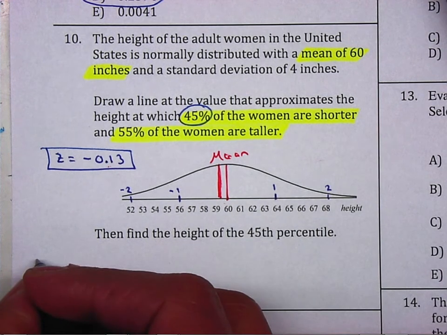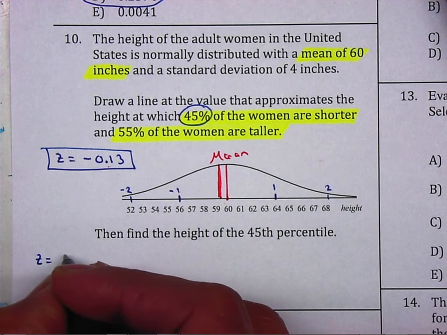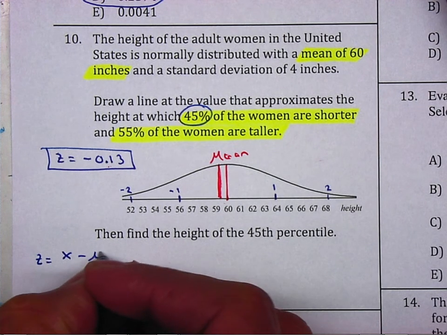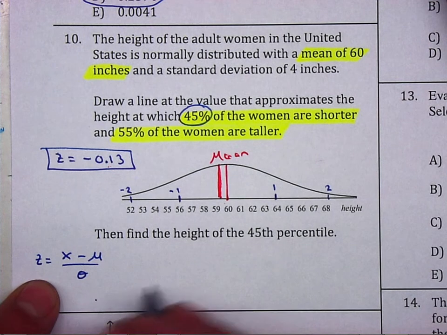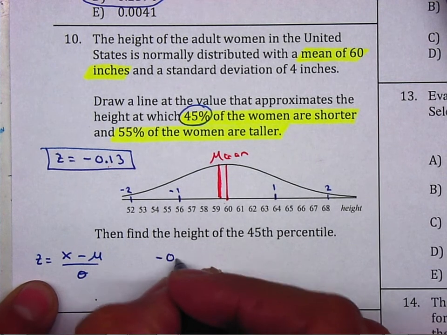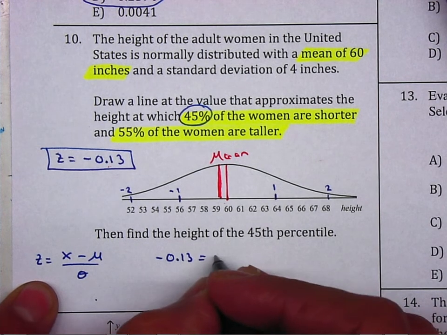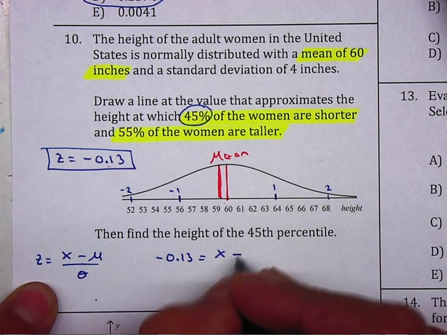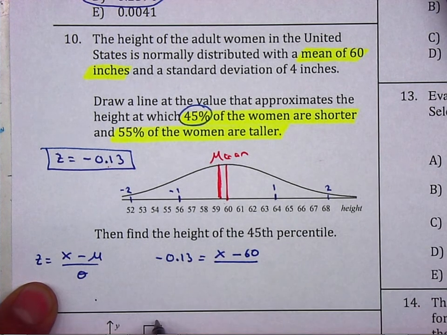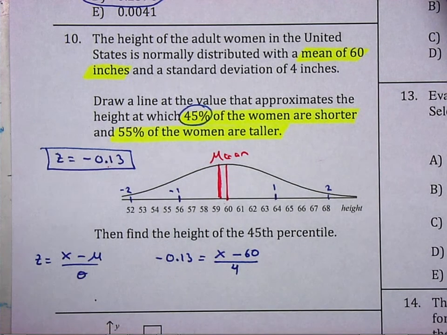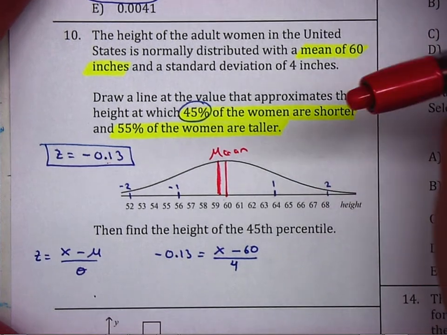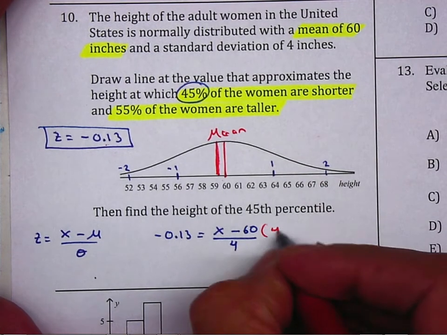So we're going to use the formula: z is equal to x minus your mean, divided by the standard deviation. So now we have your z value to be negative 0.13 equal to x, which is what you're looking for, minus your mean, which is 60, divided by your standard deviation, which is 4. Now I need to solve for x. So I'm going to multiply both sides by 4.